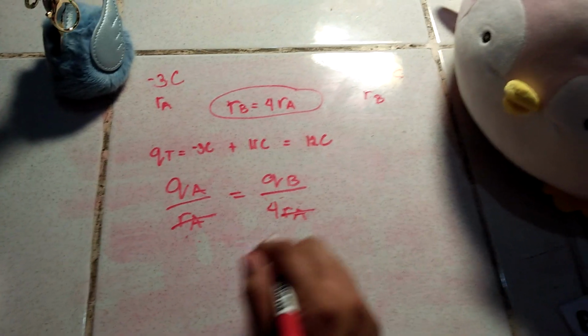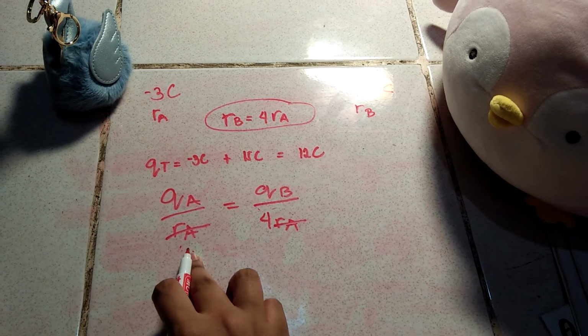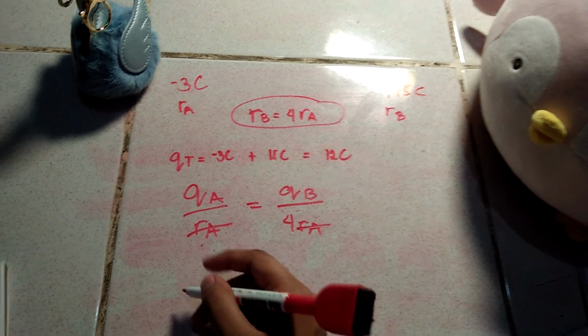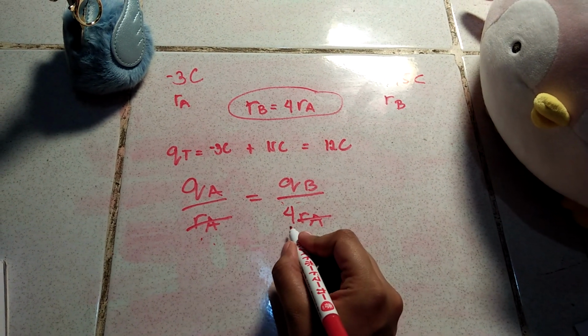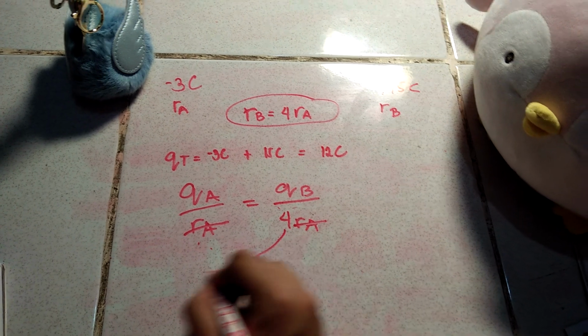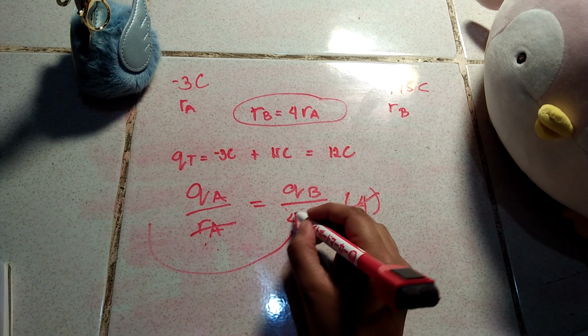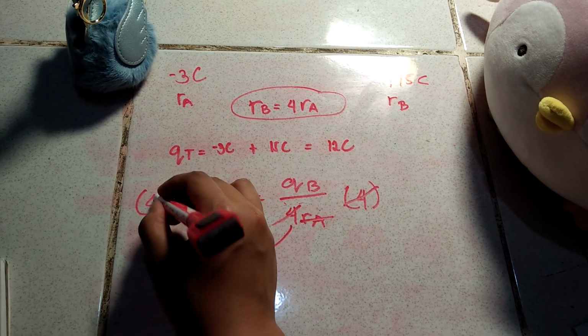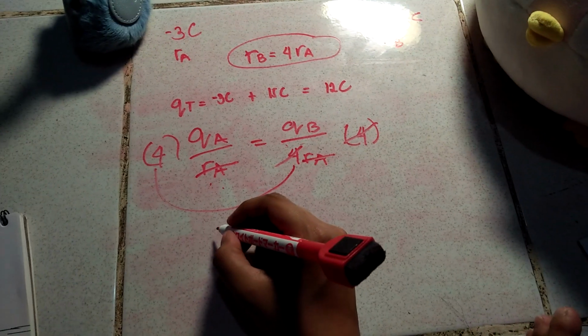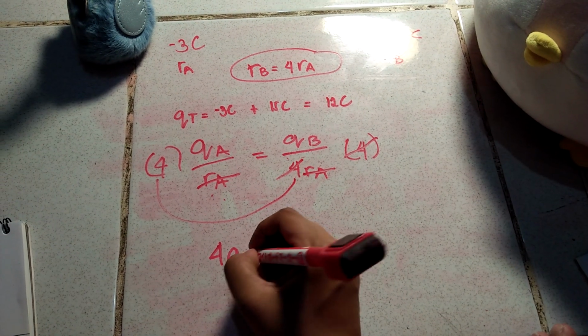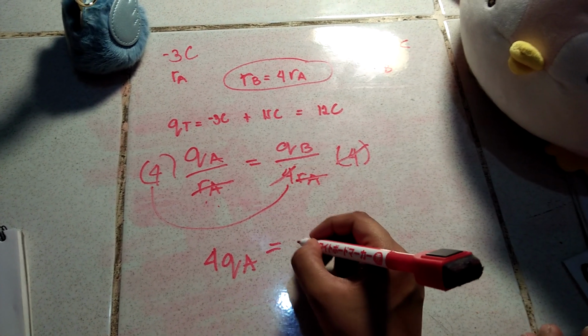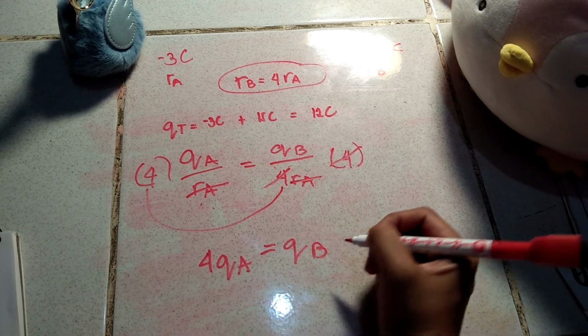So as we continue, this RA is canceled, and this RA is canceled. So, we can transfer the 4 here. We multiply 4 on both sides. It cancels out here, and the 4 stays on this side, which will give us 4QA is equivalent to QB.